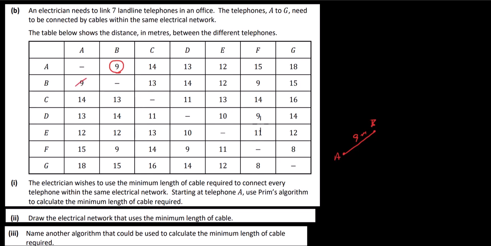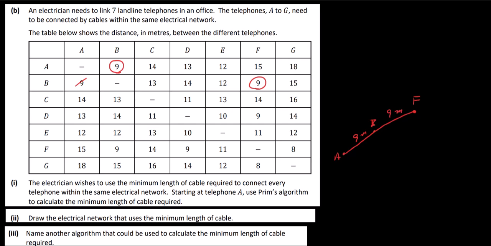So we need to now look at nodes A and B and find the minimum weight from either of those nodes. So let's look at A and B horizontally. Well, we've got 14, 13, 12, 15, 18, 13, 14, 12, 9, and 15. So the second one here is 9, and that's connected to F from B. So let's just connect that up.